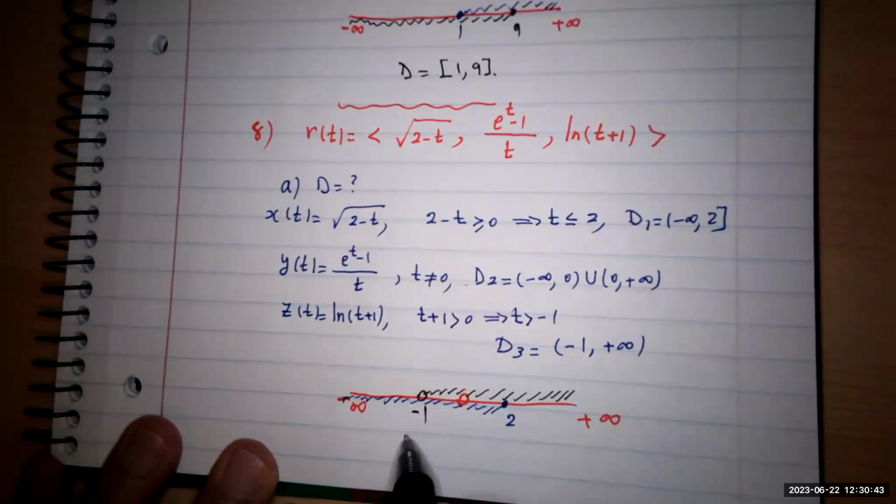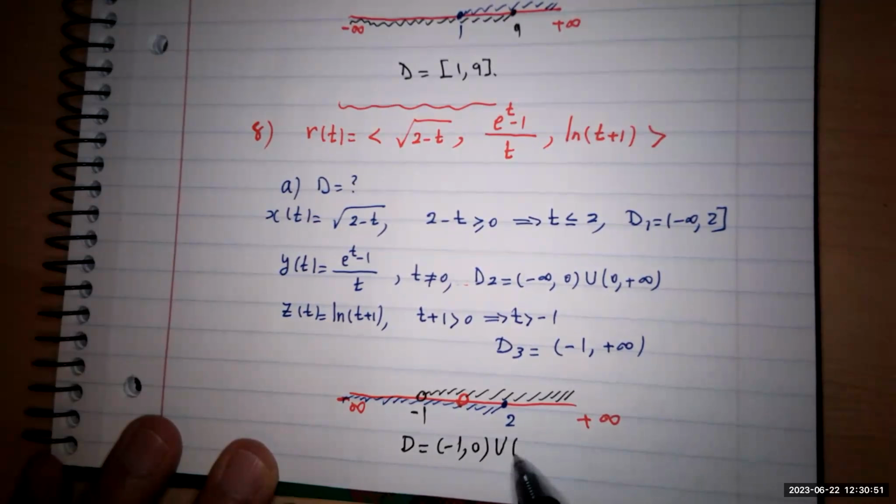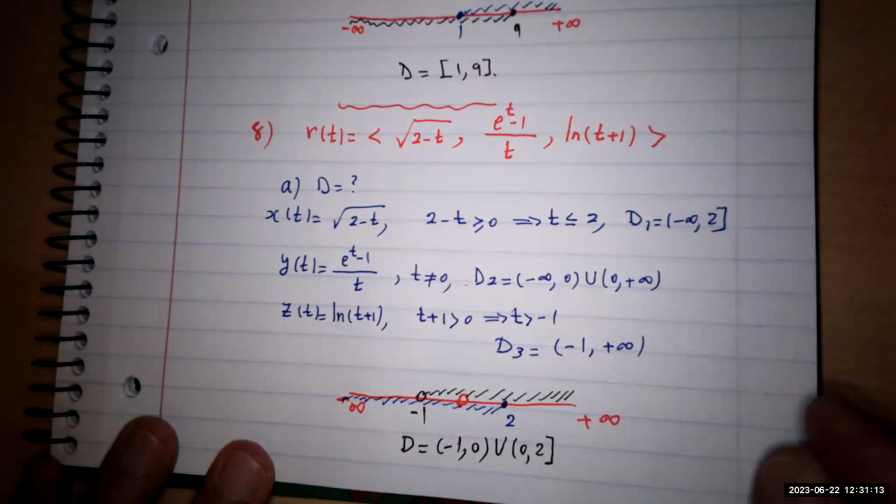So the domain would be, start with the negative 1, you arrive at the 0, open, union with, you start with the 0, and you end up at 2, closed, because you get the solid point here. Any question? It's going to be involved with something like an ln function or a square root function. This is always the case. Okay, so prepare for the domain. Any question?